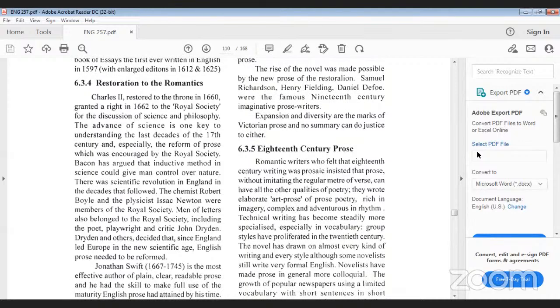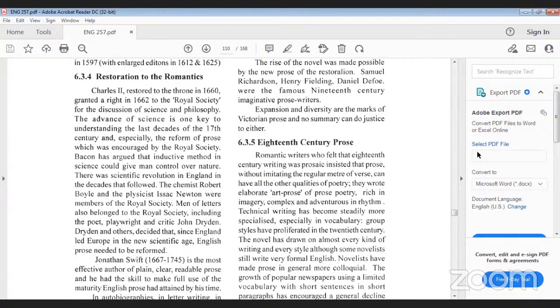There was a scientific revolution in England in the decades that followed. The chemist Robert Boyle and the physicist Isaac Newton were members of the Royal Society. It's not physicist with an L, it's physicist; the L is wrongly mentioned over there.